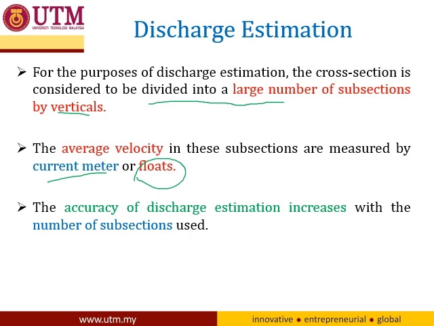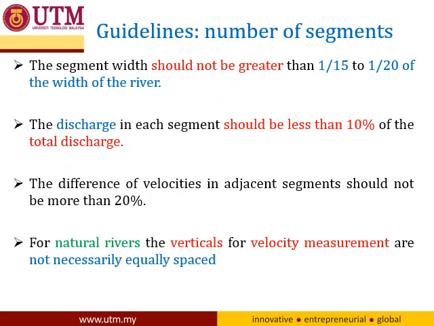So what are these subsections? How do we define them, and how many subsections or segments? Each should not be greater than 1/15 to 1/20 of the width of the river. This is just a guideline. The discharge in each segment should be less than 10% of the total discharge. The difference of velocities in adjacent segments should not be more than 20%.